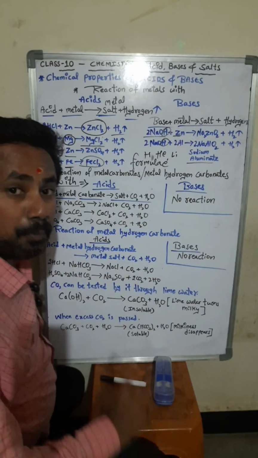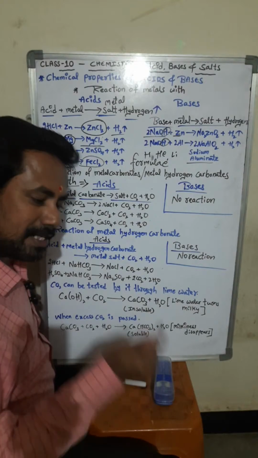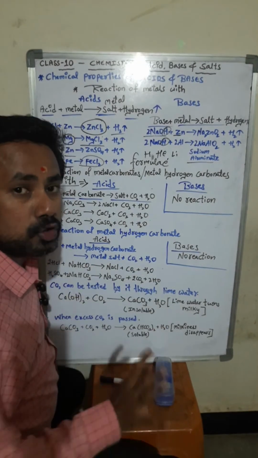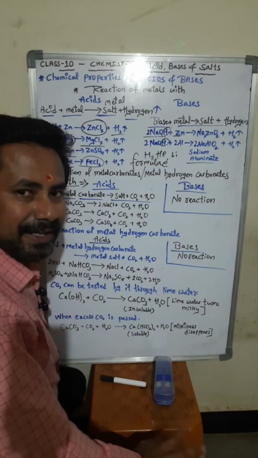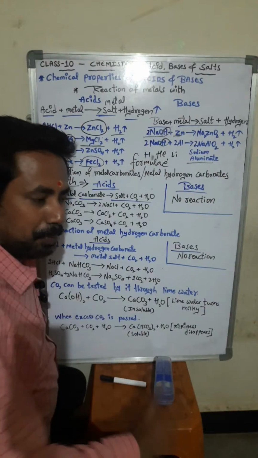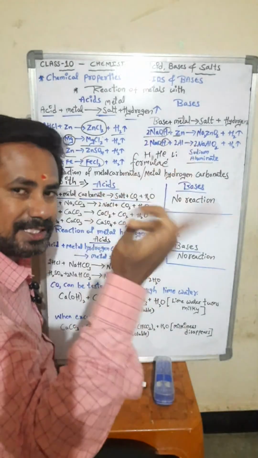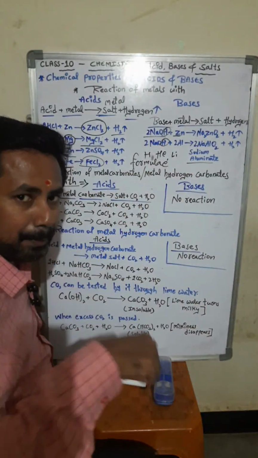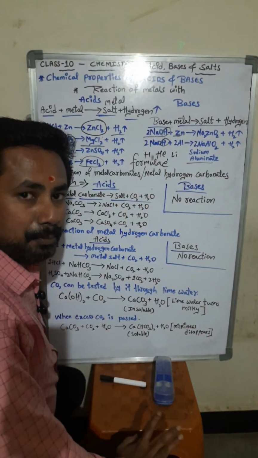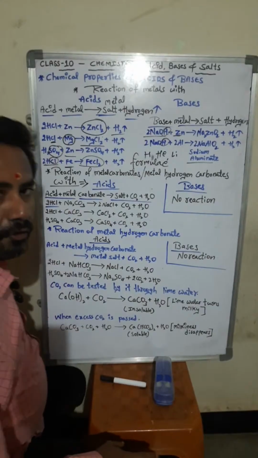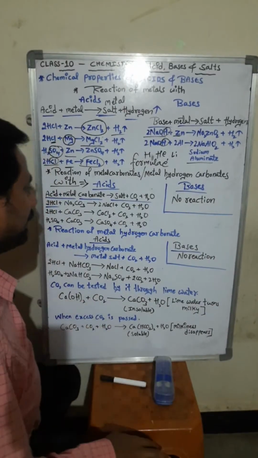Sodium and potassium. So that's why these are kept in kerosene, students, to prevent reaction with oxygen as well as water. These are kept under the kerosene. Sodium and potassium, you have to remember. Very, very powerful elements.